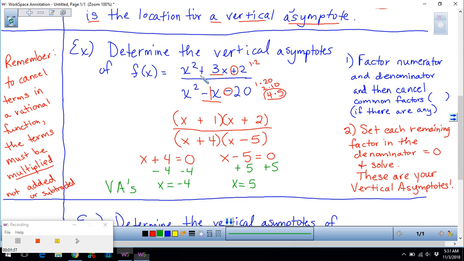So the function f of x equals x squared plus 3x plus 2 divided by x squared minus x minus 20 has vertical asymptotes at x equals -4 and x equals +5. Go ahead and pause, get this down in your notes, and then we'll continue on with one more example.